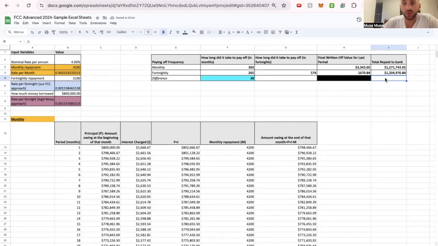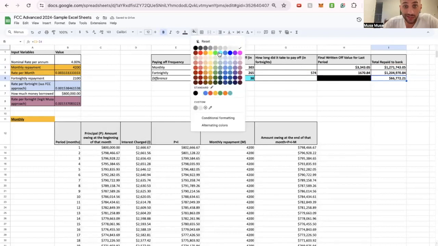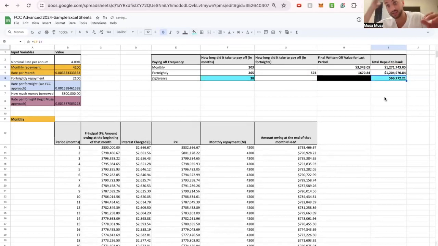So in the end, if we take the difference between them, this minus this, we get $66,772. What is that? What does that even refer to? It means that if I paid fortnightly, I saved myself 66,000, or almost $67,000, in interest.